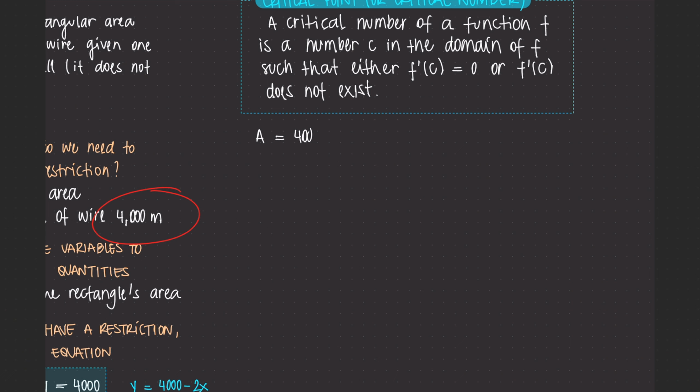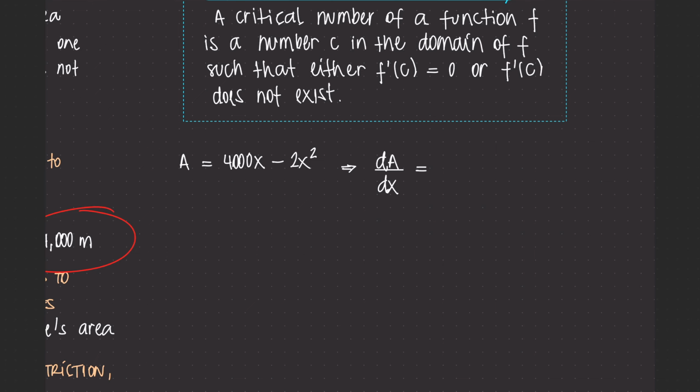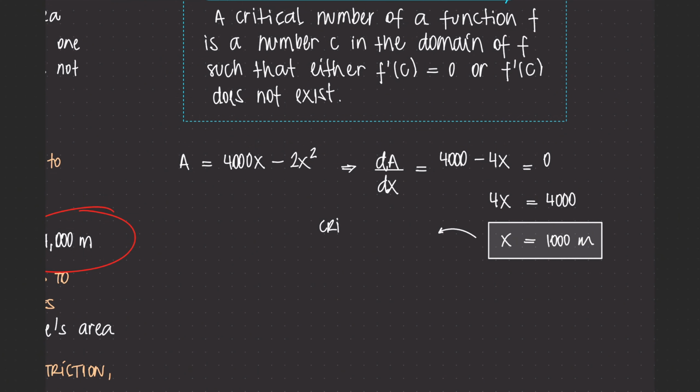For this example, finding the derivative is of course quite easy. We just need to apply the power rule. So we have 4000 minus 4x, and we're going to make this equal to 0. So 4x equals 4000, which means that x is 1000 meters. So this is our critical point.